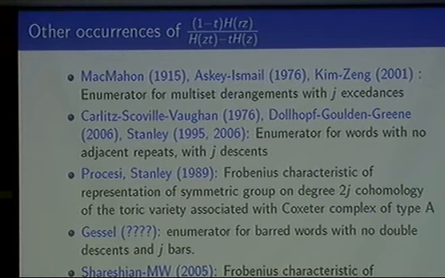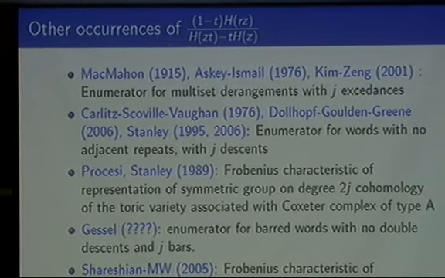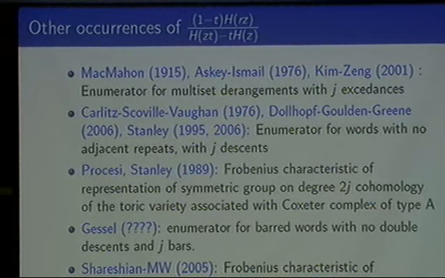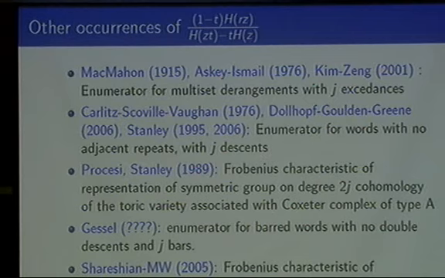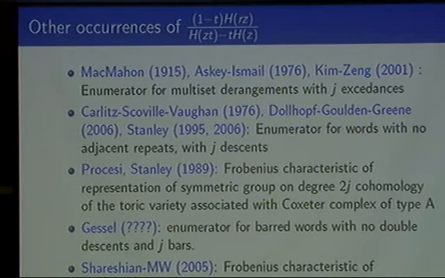This appeared as the enumerator for words with no adjacent repeats with J descents. It appeared in work of Stanley, originating with Procesi, on the Frobenius characteristic of the representation of the symmetric group of degree 2J, on the cohomology of the toric variety associated with a Coxeter complex of type A, and it appeared in unpublished work of Gessel. I don't know what year he did this, but a numerator for certain barred words. I'll be talking more about Gessel's result in my next talk. So there's all kinds of interesting connections that haven't really been explored yet.